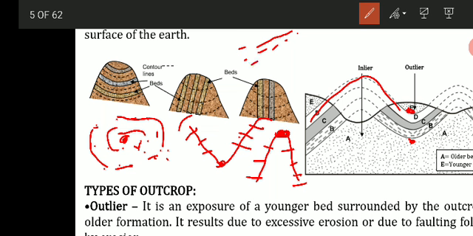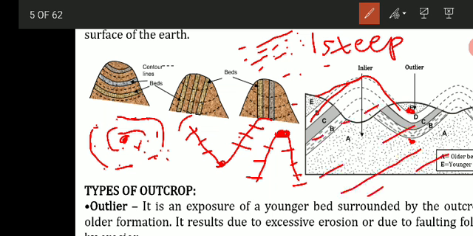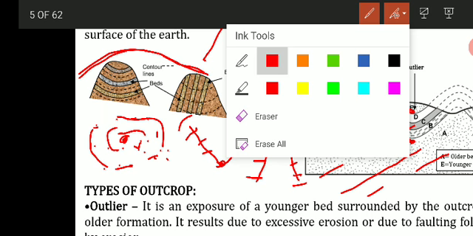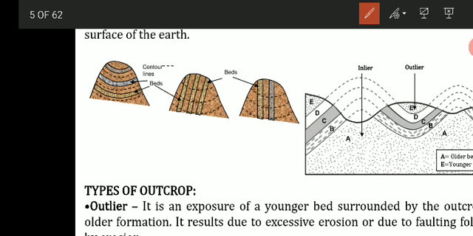So if the contour lines are very closely spaced, then this shows a steep slope, okay. And if the contours are at a distance, very far from each other like this, then this shows a gentle slope. This is a gentle slope and this is a steep slope, okay. So the spacing of the contours also shows whether the slope is steep or gentle, okay. So let us understand what is meant by the outcrop.